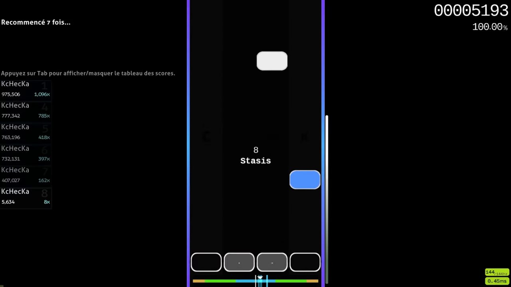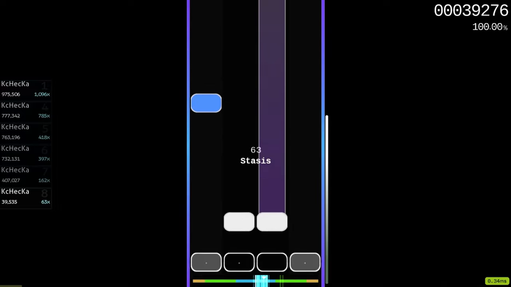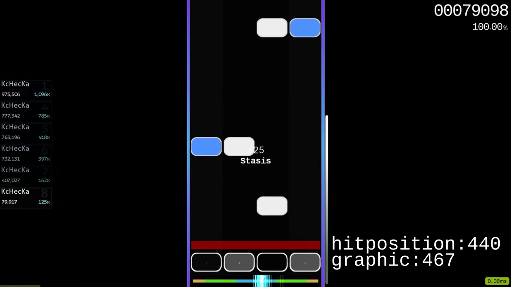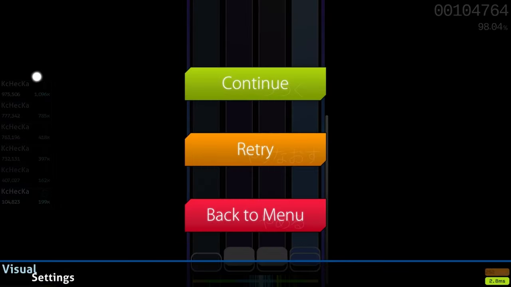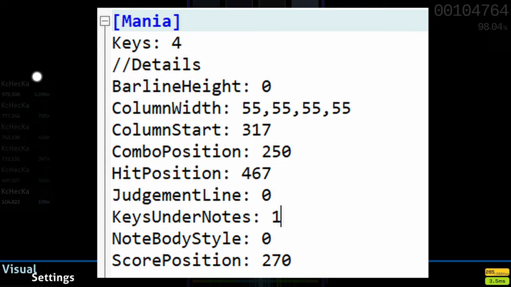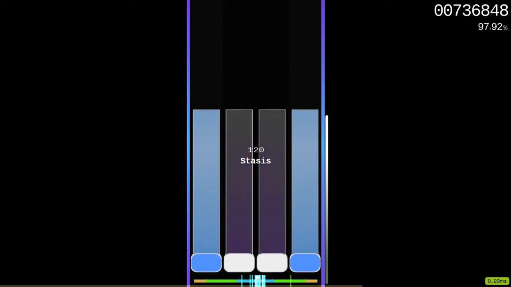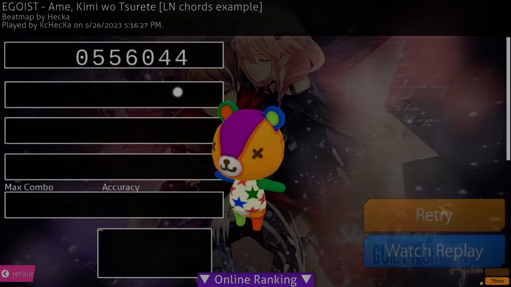Going back to the receptor, it's important to make sure the graphics line up with the hit position itself, as there can be a discrepancy between what you see on screen versus when you're actually supposed to hit. An easy way to tell if it's correct is by holding a long note, as it'll pause exactly where the hit position is. You would of course need to have keys under notes enabled, and it's great for really seeing exactly where the notes are, but the downside is that you can't always see the receptor. A solution would be to make keys under notes disabled and create a semi-transparent graphic for the key down image.